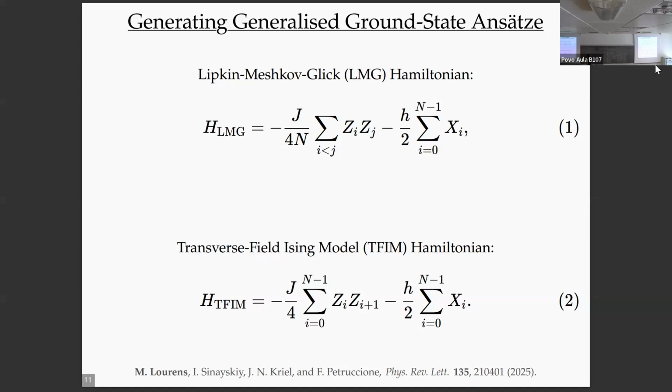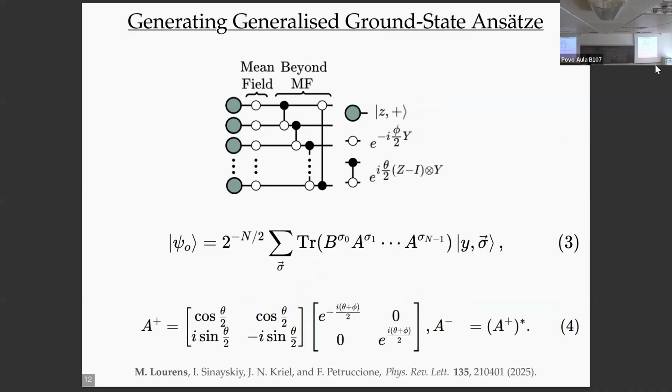Okay. So consider the Lipkin-Meshkov-Glick Hamiltonian and the transverse-field Ising model. The LMG model has multiple interactions with a transverse field. The Ising model has nearest neighbor interactions with the transverse field. So applying our methodology on both these models, we find the same ansatz independently, indicating some degree of universality.